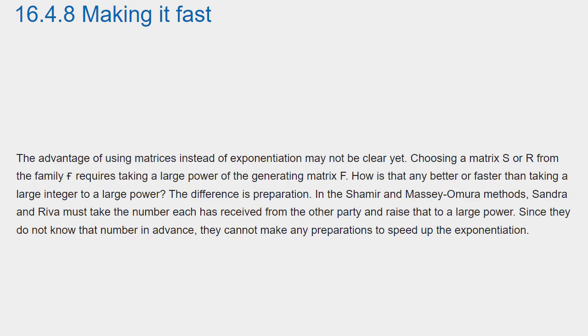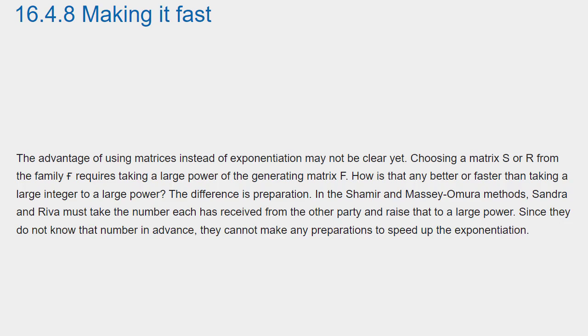Section 16.4.8. Making it fast. The advantage of using matrices instead of exponentiation may not be clear yet. Choosing a matrix S or R from the family F requires taking a large power of the generating matrix F. How is that any better or faster than taking a large integer to a large power?